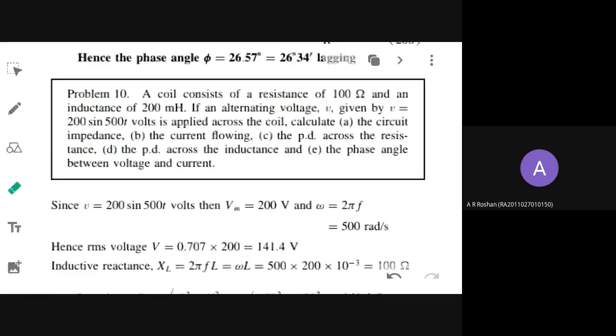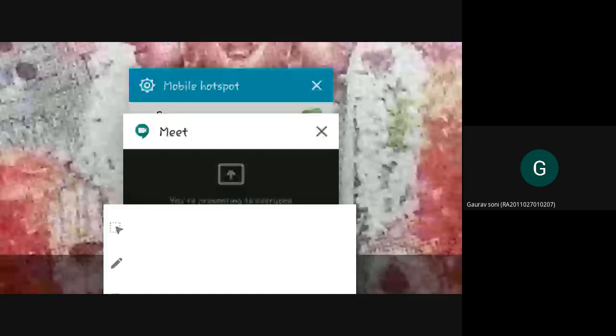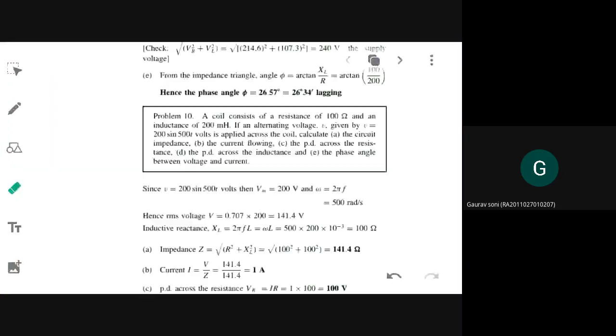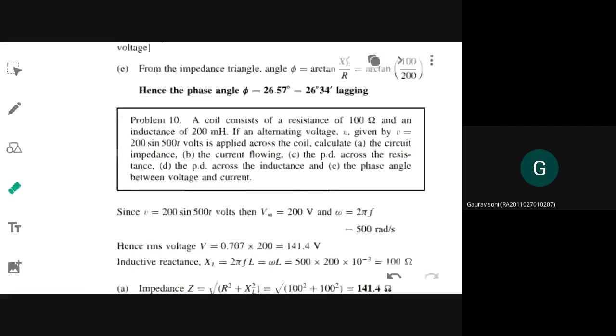First unit, are all able to hear me now? Yes, ma'am. First unit syllabus I have forwarded to you in the initial class itself. I have explained with the syllabus only. Unit 1 is Thevenin's, Norton's, and maximum power transfer theorem.